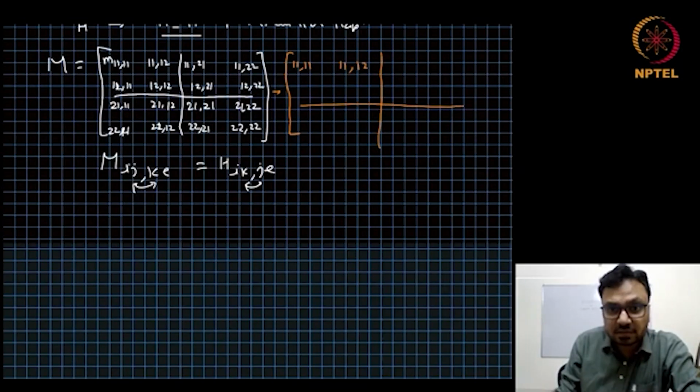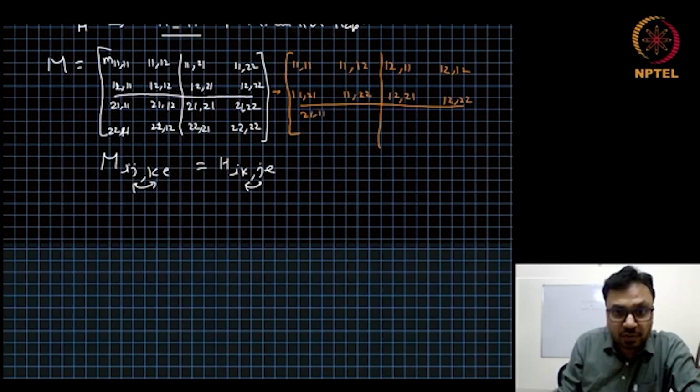Line here. This will become 1 2 1 1 and 1 2 1 2. Now 1 1 2 1, 1 1 2 2, 1 2 2 1 and 1 2 2 2.